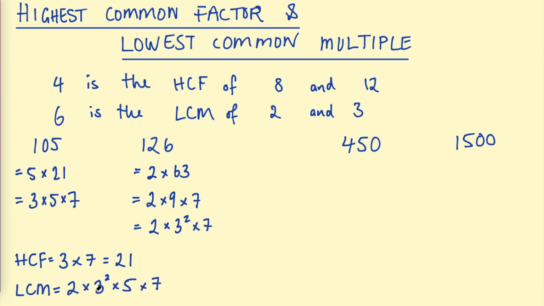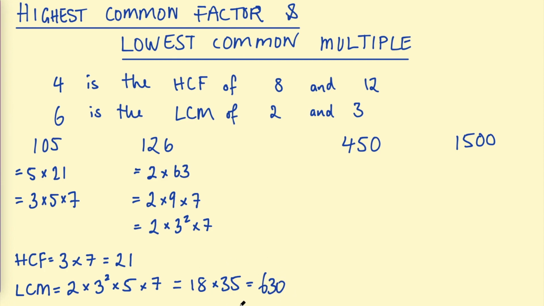So here we have the lowest common multiple, which is 2 times 3 squared, or 9, times 5 times 7. So that's going to be 18 times 35. And let's do some quick maths. Let's think of that as 20 times 35 minus 70. So that would be 700 minus 70, 630.